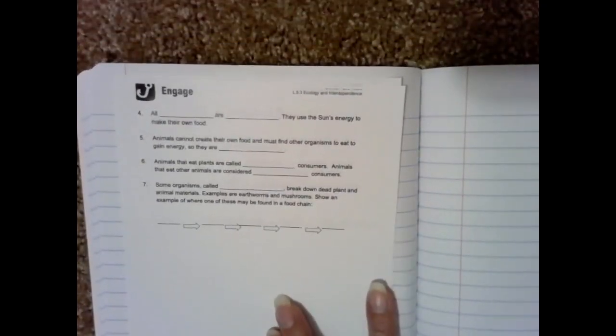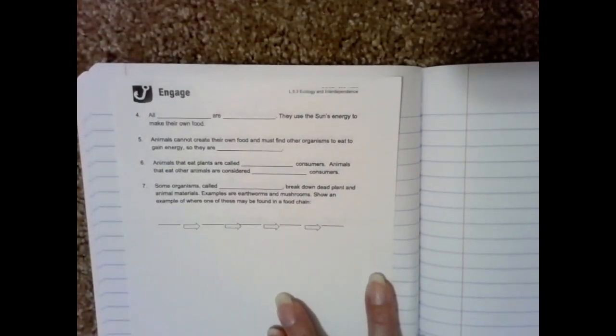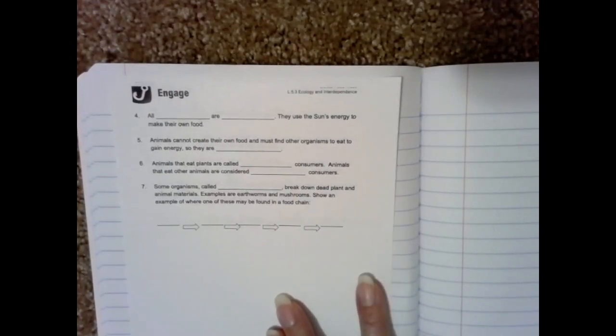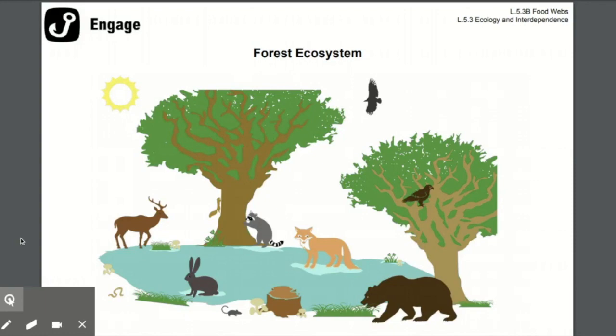Remember, we have to number our pages. Then on page 20, you're going to find the second part to parts of an ecosystem and glue that down to page 20. Now the rest of the video will go over the answers to pages 19 and 20 as we look at a forest ecosystem. So here you see a forest ecosystem, and you're going to use this forest ecosystem to answer the questions on page 19 and 20 in your science notebook.